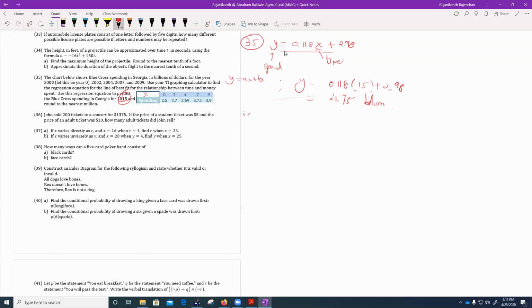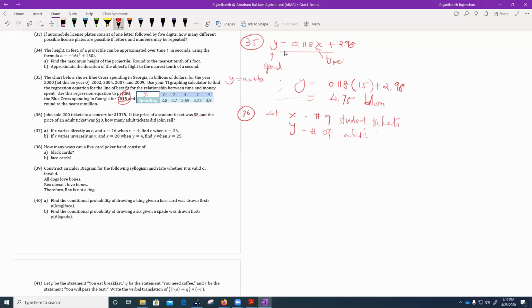Okay, 36. John sold 200 tickets to a concert for 1375. If the price of a student ticket was 5 and the price of an adult ticket was 10, how many adult tickets did John sell? Let X be the number of student tickets, and let Y be the number of adults.